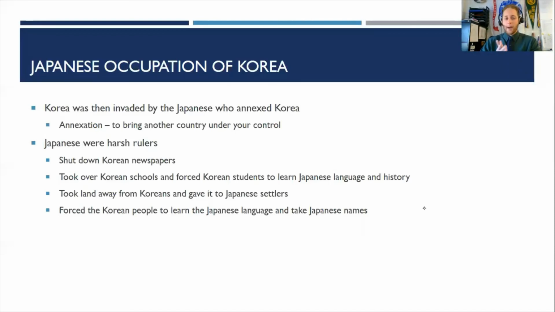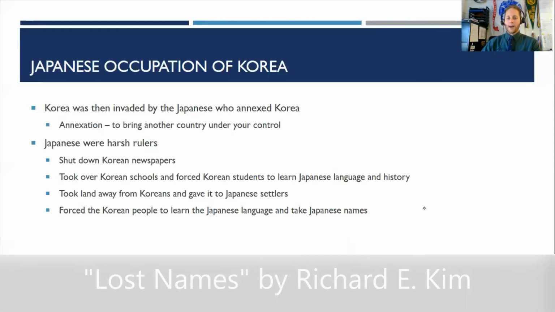The Japanese are going to take land away from the Koreans and give it to Japanese settlers. So you're truly colonizing, where you're taking land from the locals and giving it to people that are of Japanese descent to spread Japanese ideals and power. And they're going to force the Korean people to learn the Japanese language and take Japanese names.